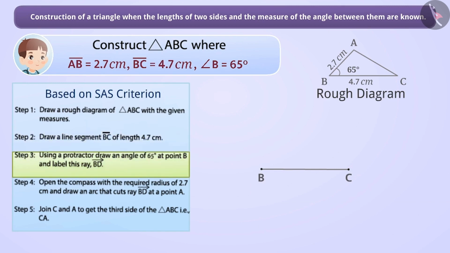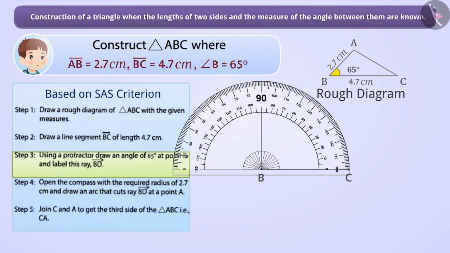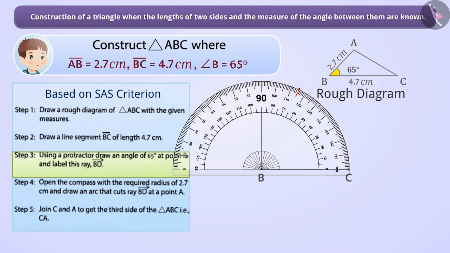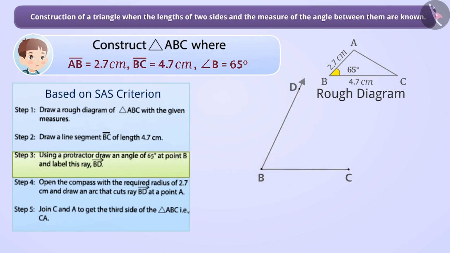Step 3. Here we have sides BC and AB and the angle B measuring 65 degrees included between them. With B as the center, draw an angle of 65 degrees with the help of a protractor. Draw a ray at point B. We will label the ray BD. The ray BD makes an angle of 65 degrees with the line segment BC. The point A must be somewhere on this ray of the angle and we have to determine the exact location of point A on ray BD.